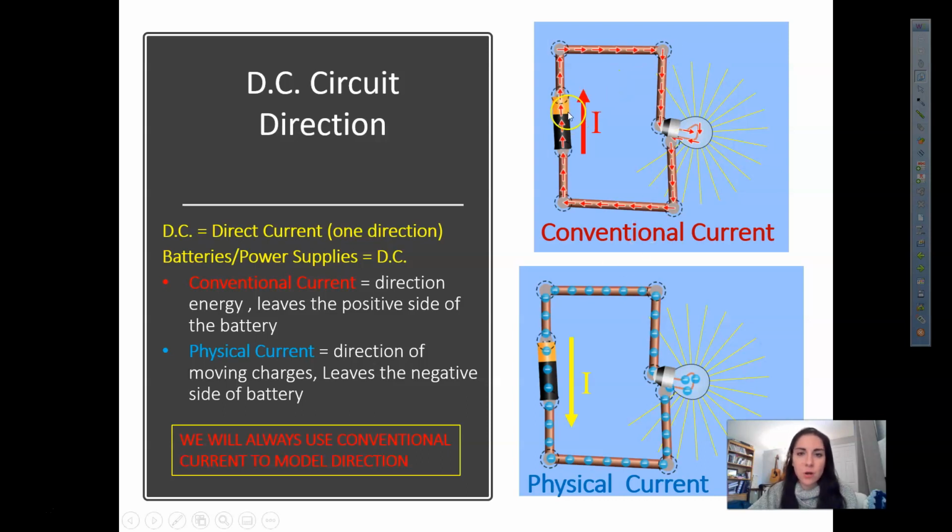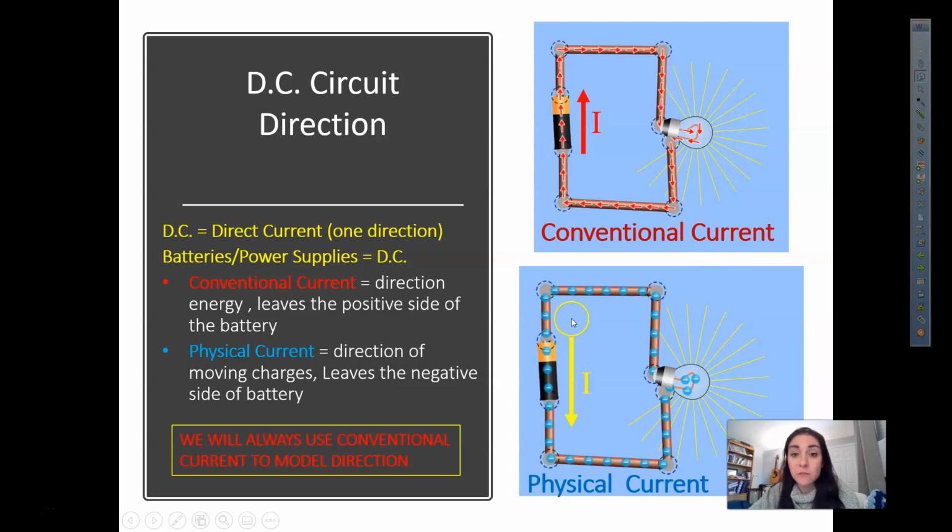Conventional current is drawn from the positive end of the battery all the way around, as shown here. This models the energy of the system. This is what we will do. Anytime I ask you to draw the current of the system, we draw the conventional current. This is always, always true.